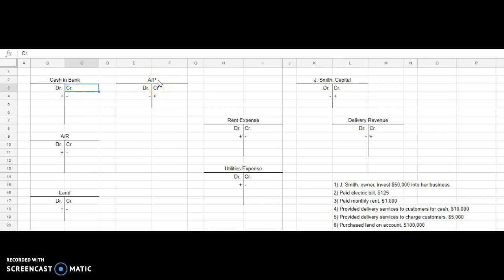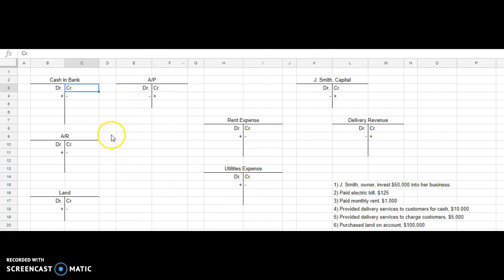Accounts payable is a liability, so it increases on the credit side. The capital, owner's equity, it increases on the credit side. Now you have to remember that revenue increases the capital, therefore it increases on the credit side. Expenses decrease the capital, so they increase on the debit side.